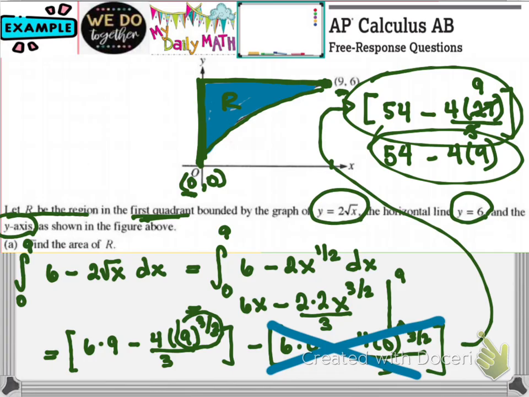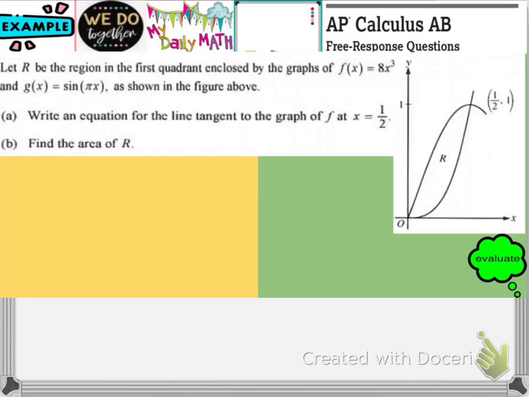Okay? All right, so let's take a look at the second free response question. There are two questions here. Let me read the question first. Let R be the region in the first quadrant, again, enclosed by the graphs of f of x equals 8x cubed, and g of x, which is sine pi x. Now, take a look at the graph and see if you're familiar with any of the graphs so that you can identify which is f of x and which is g of x.